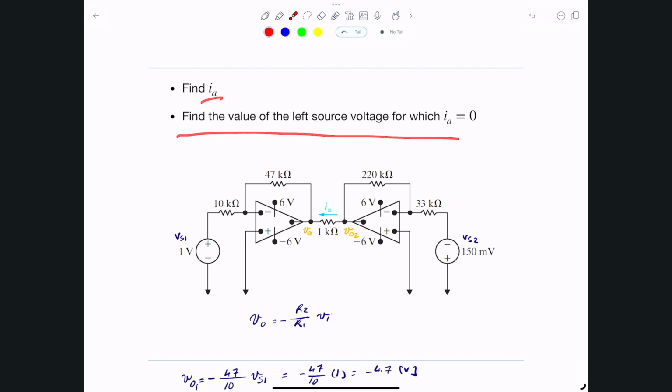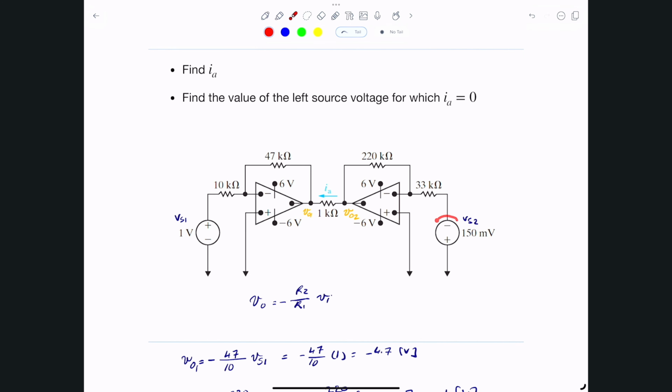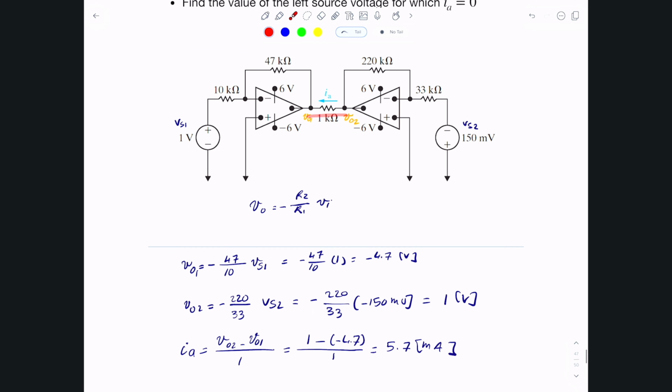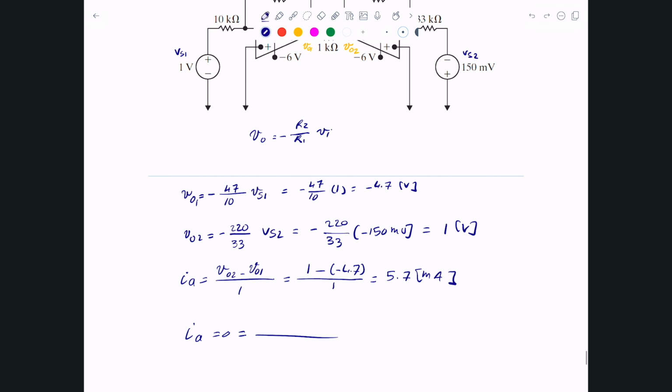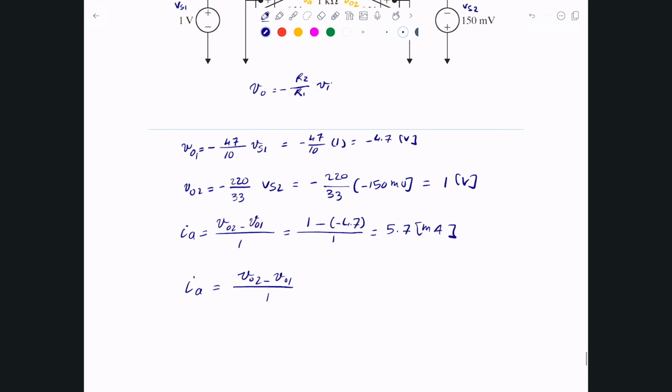Now the second question: what if I were able to change the value of VS2? What value would make VS2 result in an IA that is 0? Pretty much I'm asking what value would make the voltage difference between these here be 0. So let's double check. What we're being asked is to find the VS2 for which IA equals 0. Let me write it one more time: IA is VO2 minus VO1 divided by 1, which is simply VO2 minus VO1.